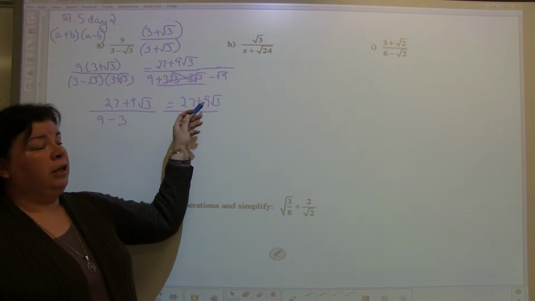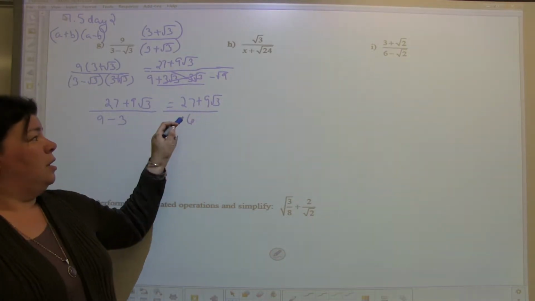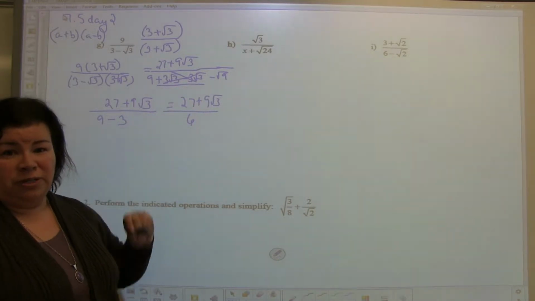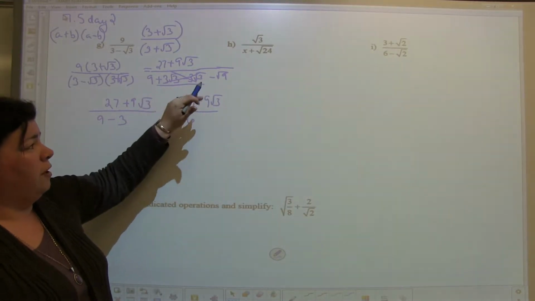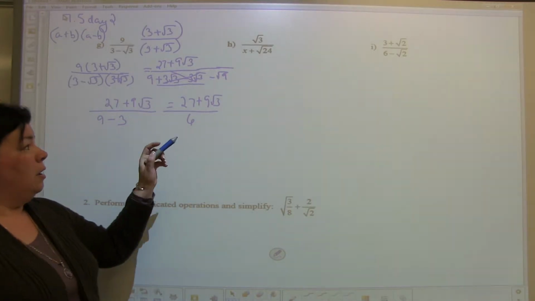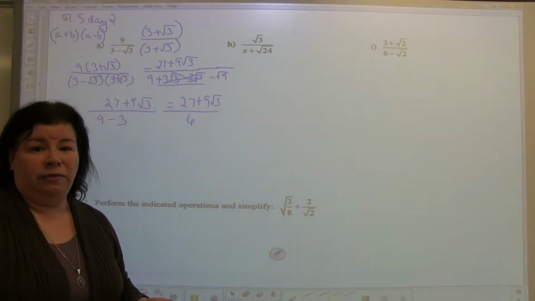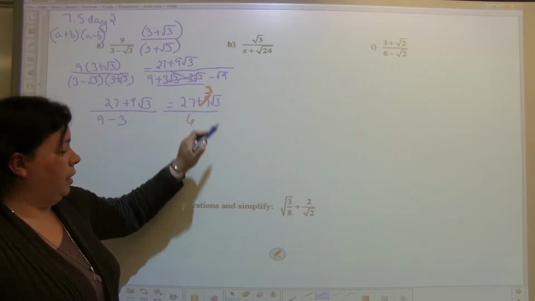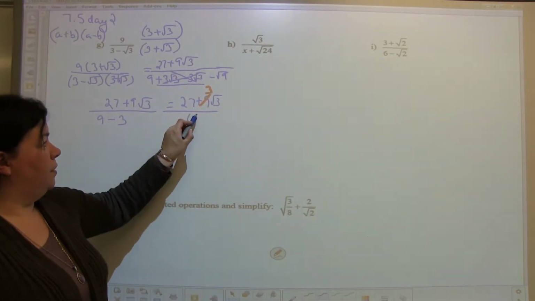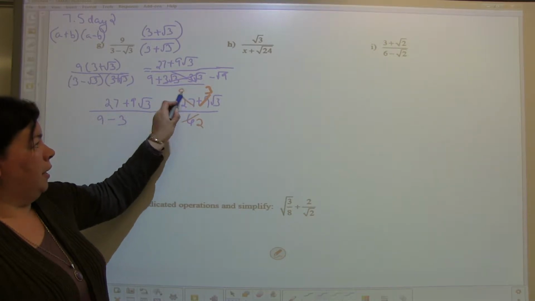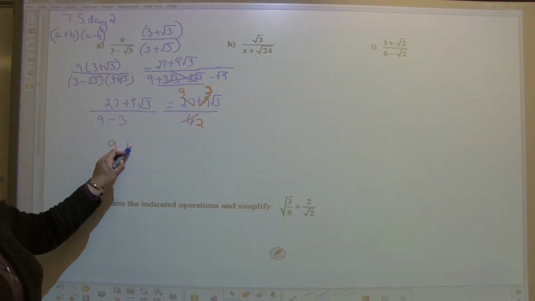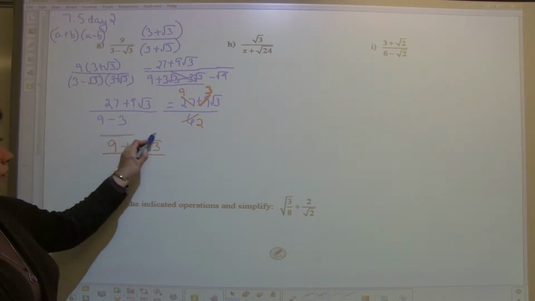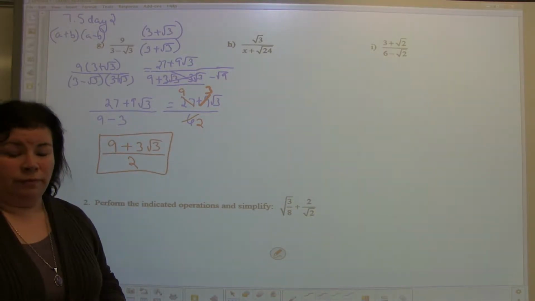But remember, you can only reduce these terms if you can reduce all 3 terms together. If you can only reduce 2 of them out of the 3, you can't do any of them. Okay, so if you look, they're all divisible by 3, a factor of 3. So if I reduce that, this goes to 3, this goes to 2, this goes to 9. So my final answer is 9 plus 3 square root of 3 all over 2. And that's as far as we can go. Okay.